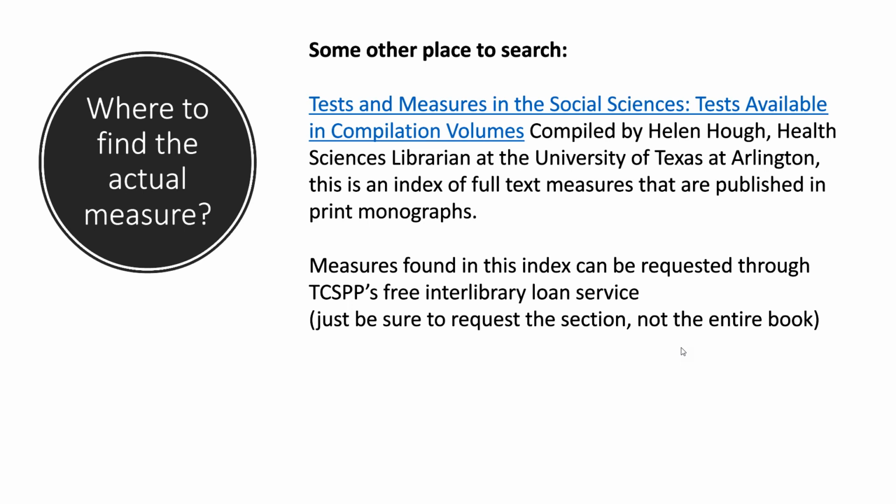Measures found in this index can be requested through our interlibrary loan services. Just be sure to request the section, not the entire book, because we can't usually get the entire book right now through interlibrary loan. And really, you don't need that. You're just looking for the particular section in that book that has the measure that you're looking for. So I've definitely found a few tests that way.